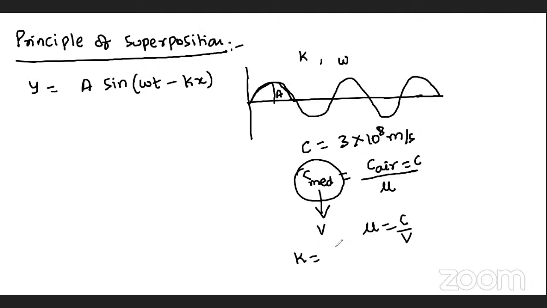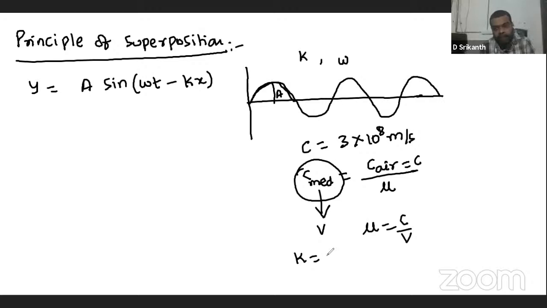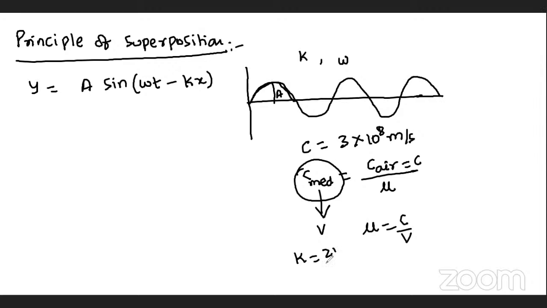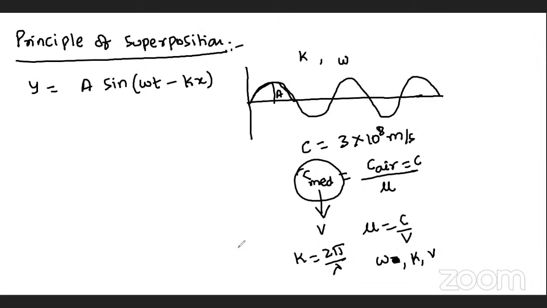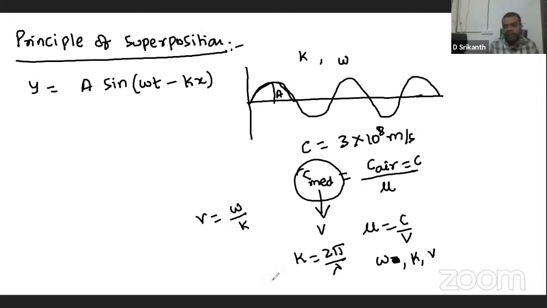K value, number K. 2 pi by lambda. Omega means angular frequency. What is the relation between omega, K and V? V equal to omega by K, or omega equal to KV.